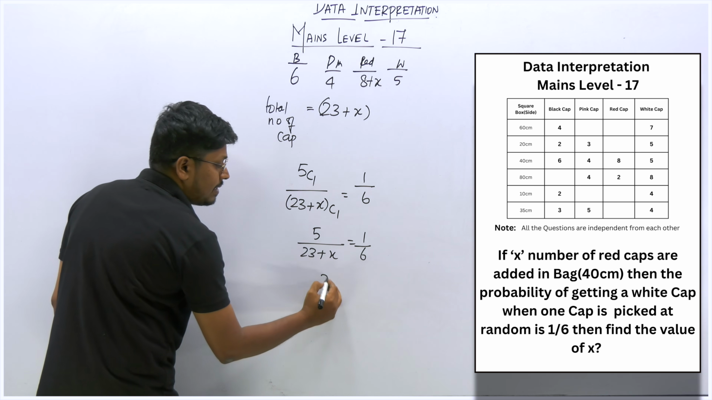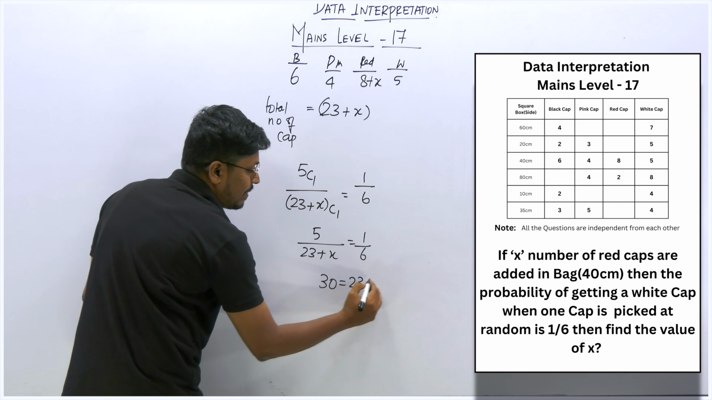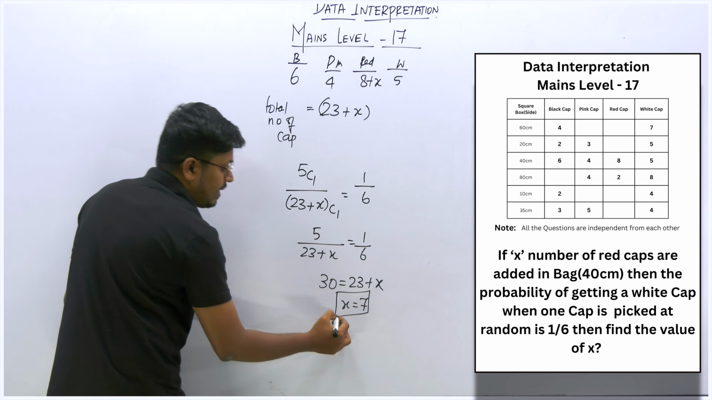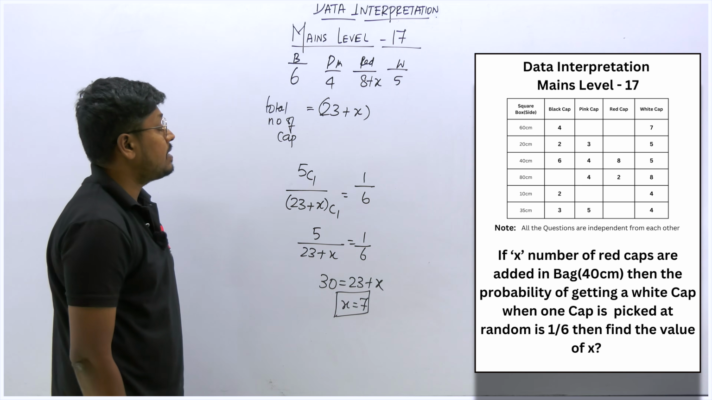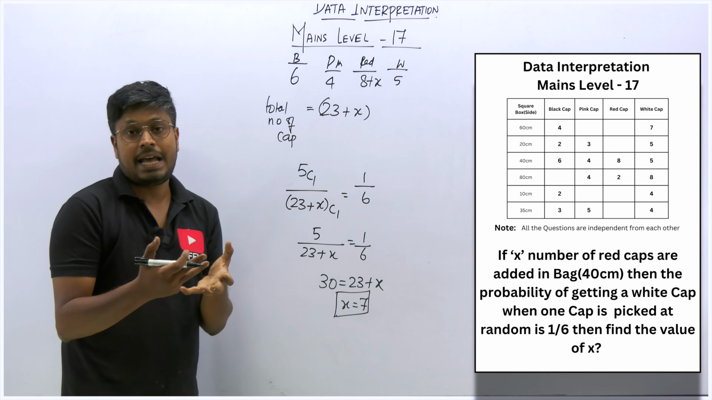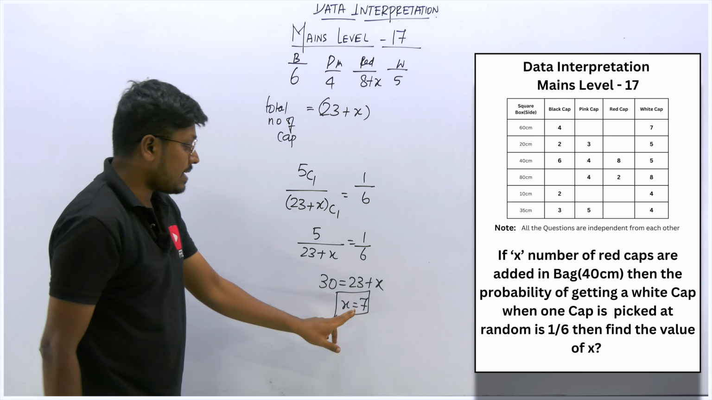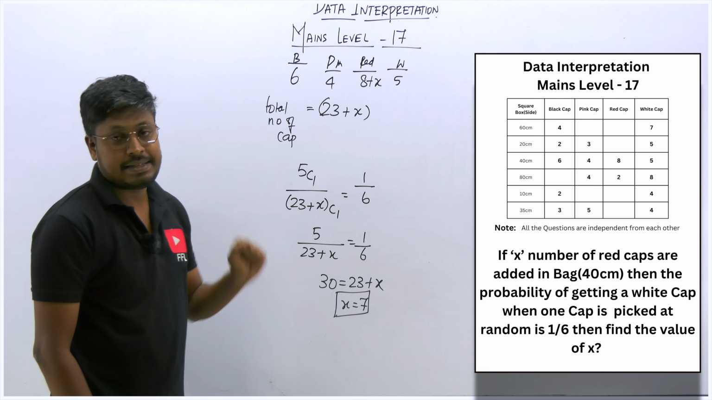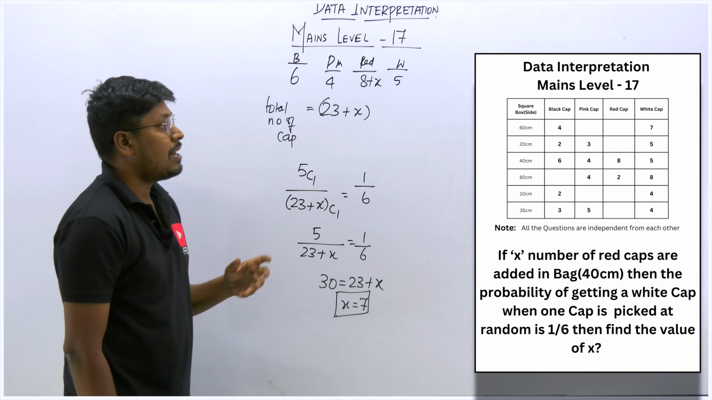So 6 5s are 30. So 30 is equal to 23 plus X. So X will be 7. Finally we got the value of x is equal to 7. Which means we found how many red color caps have been added initially. So 7 red color caps have been added initially in the bag of 40 centimeter. This will be the answer for this question.